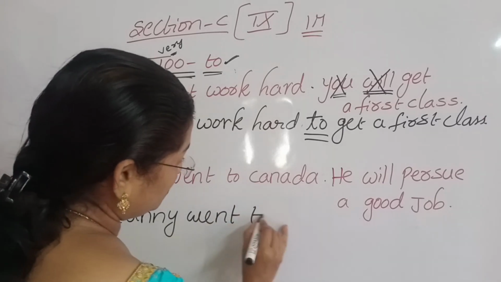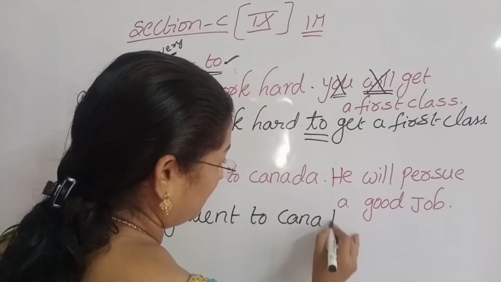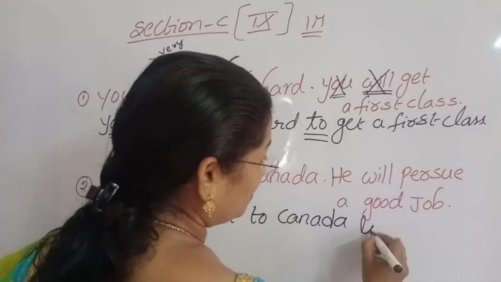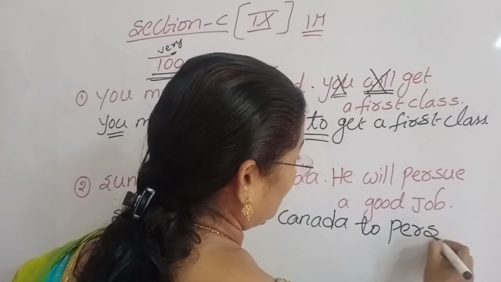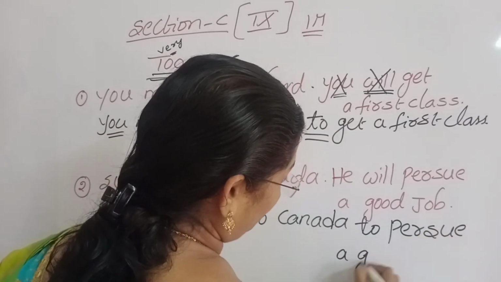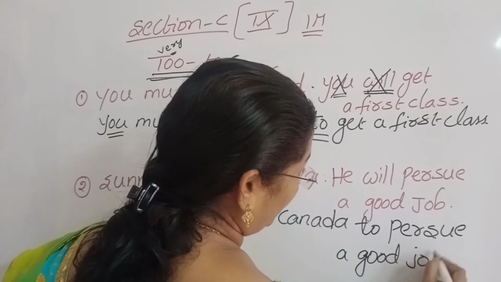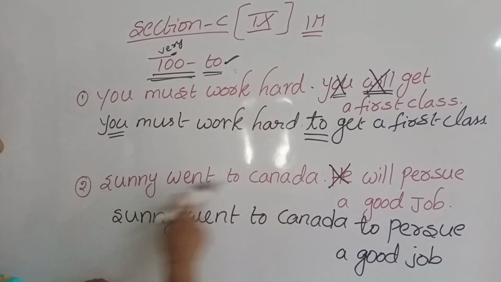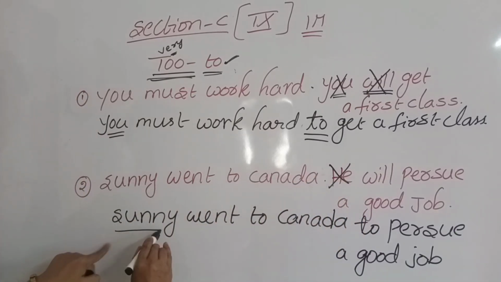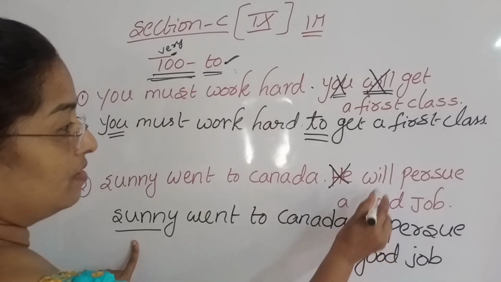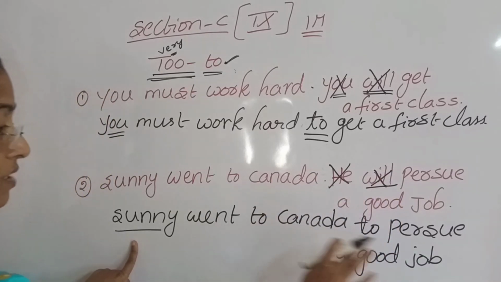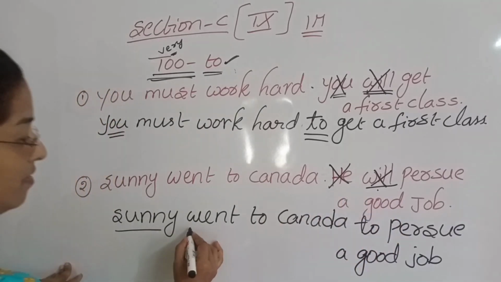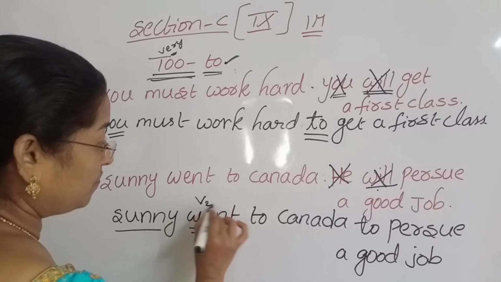Sunny went to Canada. Why did he go? Why did he go to Canada? To pursue a good job. Okay na? See, already I have explained here. He means Sunny. Already I have mentioned here Sunny. We need not repeat again. Will, helping verb. Need not repeat. Why we need not repeat will? Already verb is in V2 form.